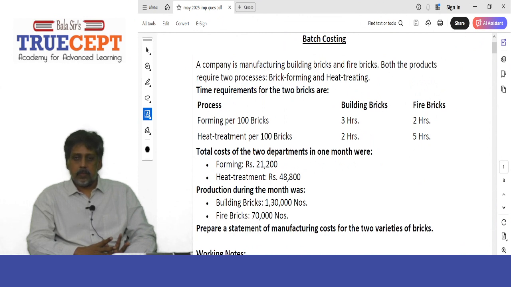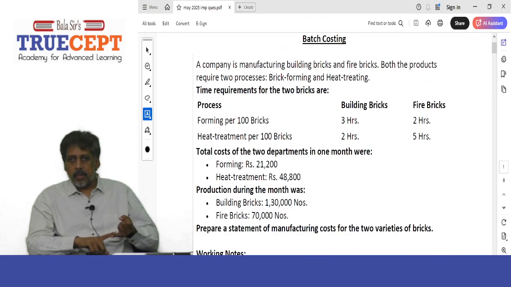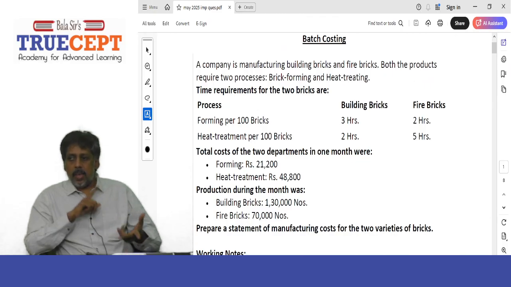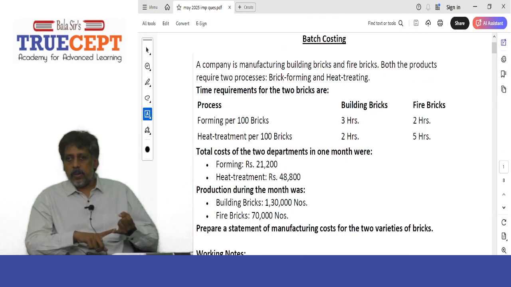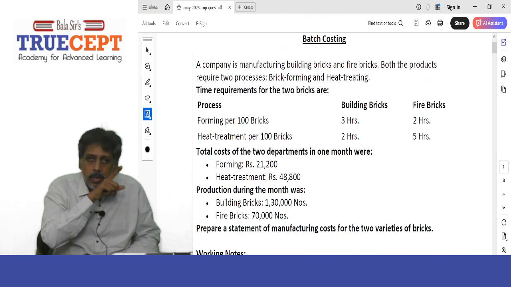Production during the month was building bricks 1,30,000 numbers and fire bricks 70,000 numbers. Prepare a statement of manufacturing cost for the two varieties of bricks. The question is to calculate the manufacturing cost of the two products. The products are building bricks and fire bricks, and these products have to go through two departments before they are complete and ready for sale. The departments, or you can say the processes, are brick forming and heat treatment. These are the two departments.